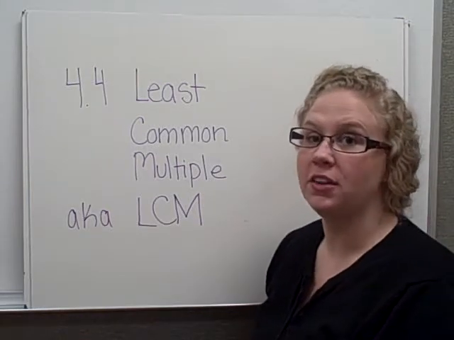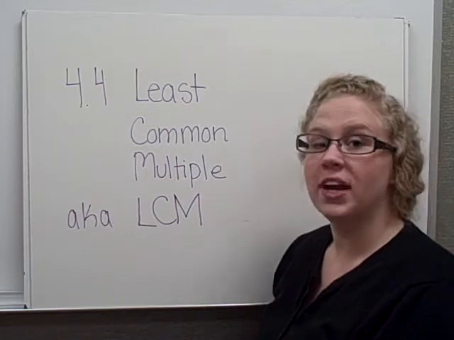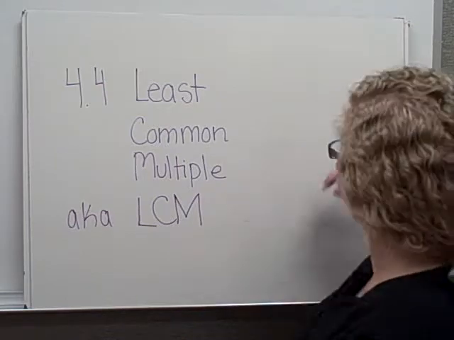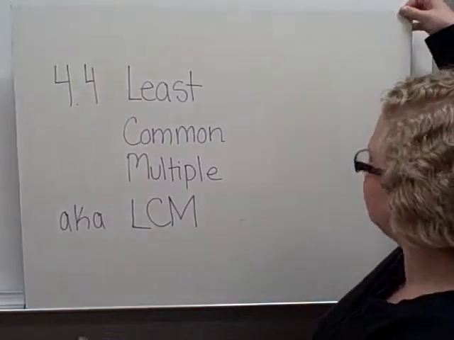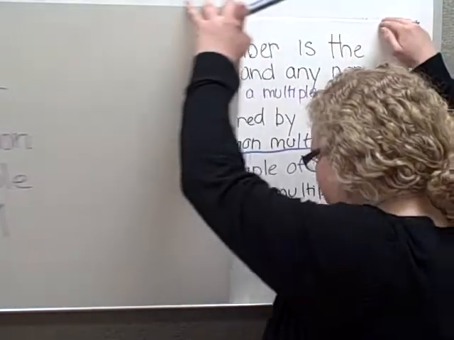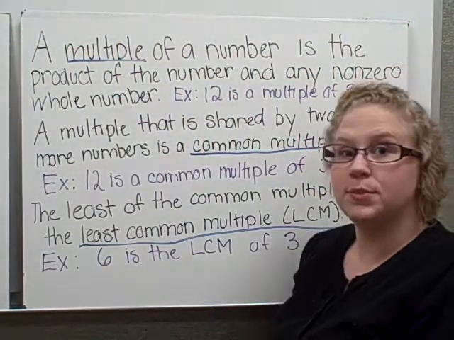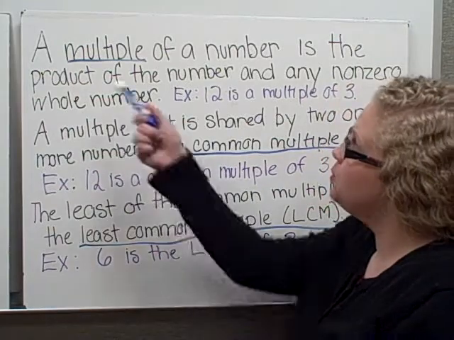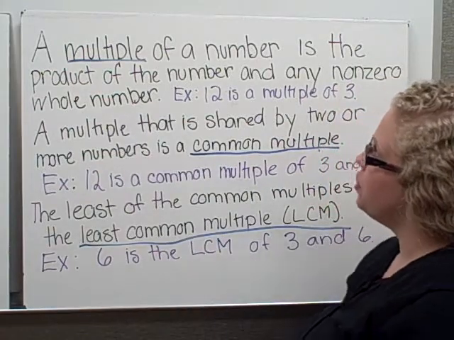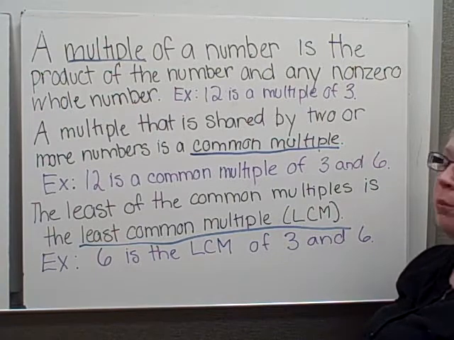Going to be talking about least common multiple, or as it's also known, LCM. First, we have some definitions. A multiple of a number is the product of the number and any non-zero whole number.